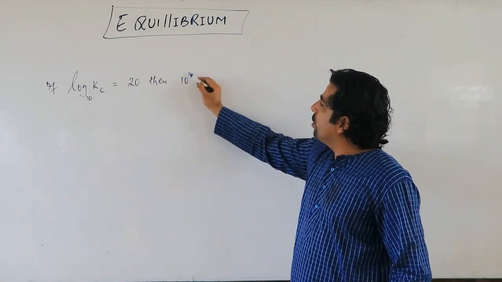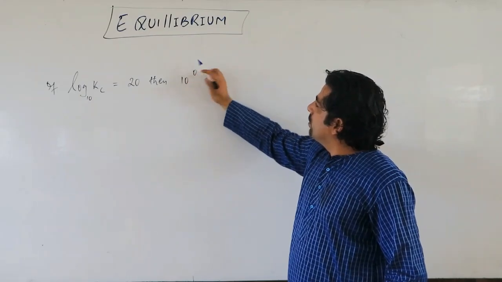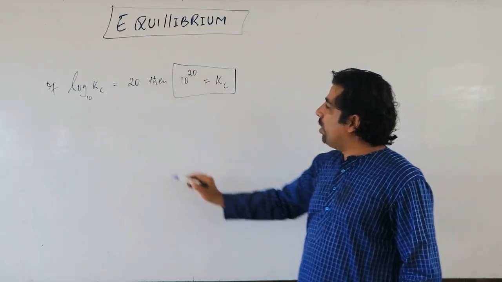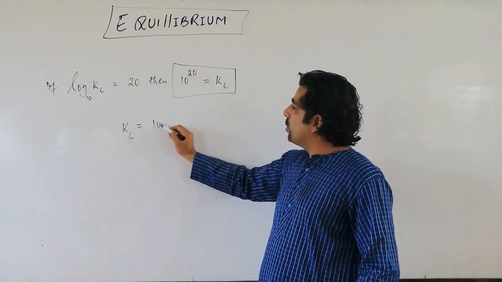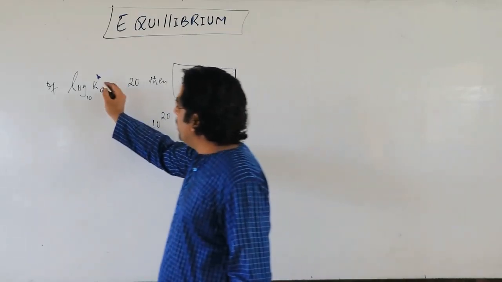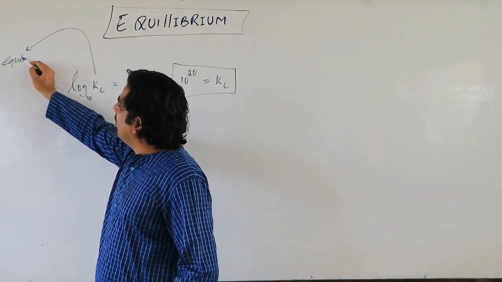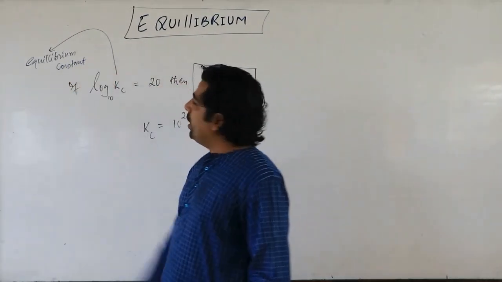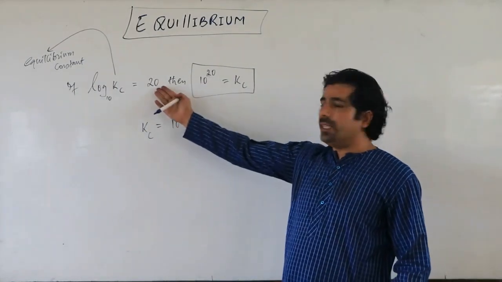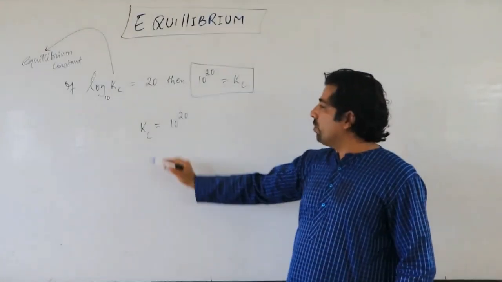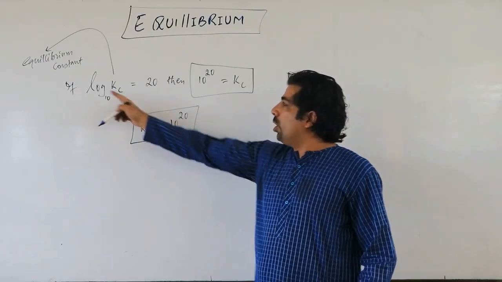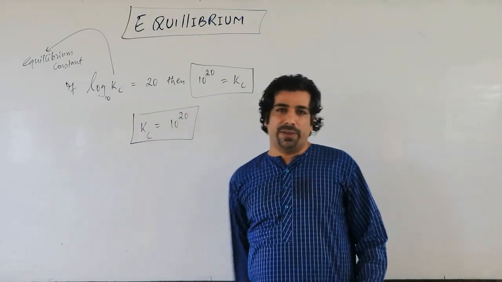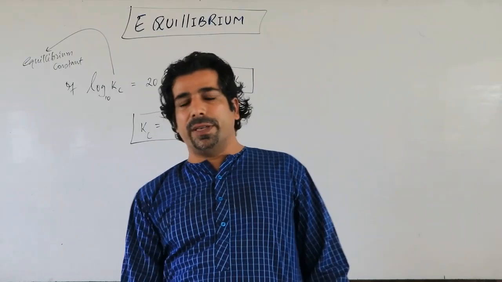10 to the power 20 is equal to Kc. Now I got the value of Kc. So how much is Kc equal to? Kc is equal to 10 to the power 20. And now you will learn in this chapter what the meaning of Kc is. This is not required here, but remember it's an equilibrium constant. So when log Kc is equal to 20, it's already given, and we want to find the Kc value. Log Kc is 20, but Kc, the equilibrium constant value, is 10 to the power 20, my dear friends. I hope you have understood, dear friends.